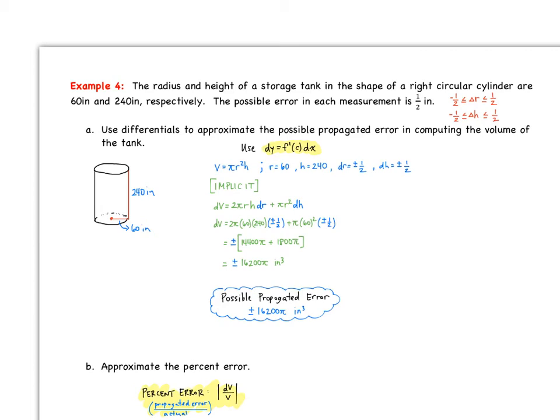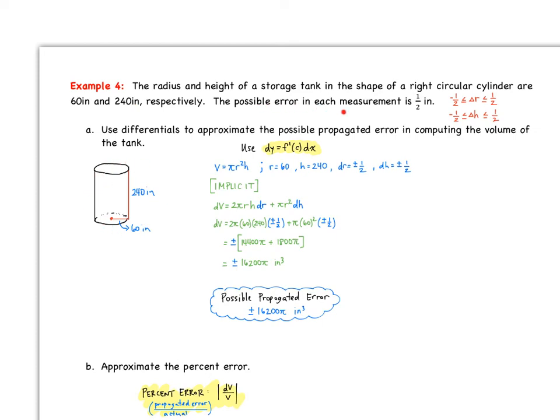Now we're going to look at an example that uses propagated error, possible propagated error. In this one, we're looking at computing the volume of a tank. Let's suppose the radius and height of a storage tank in the shape of a right circular cylinder are 60 inches and 240 inches respectively. So that's our diagram down there.